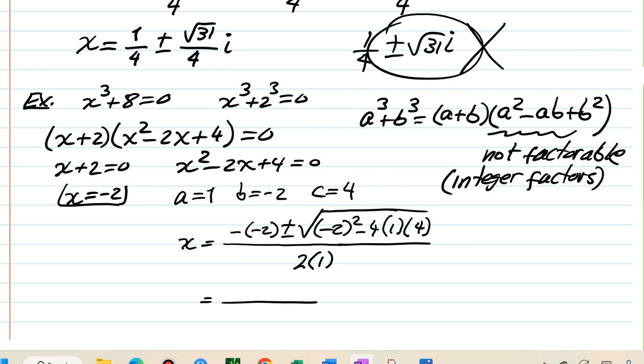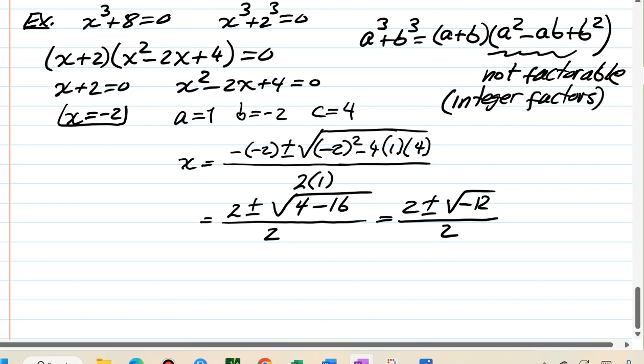Next step, 2 times 1 in the denominator, that's 2, double negative on 2 on top, that's 2 also, plus or minus. The radicand, negative 2 squared, 4. 4 times 1 times 4 is 16. So this is going to be 2 plus or minus square root of negative 12 divided by 2. Now, square root of negative 12.